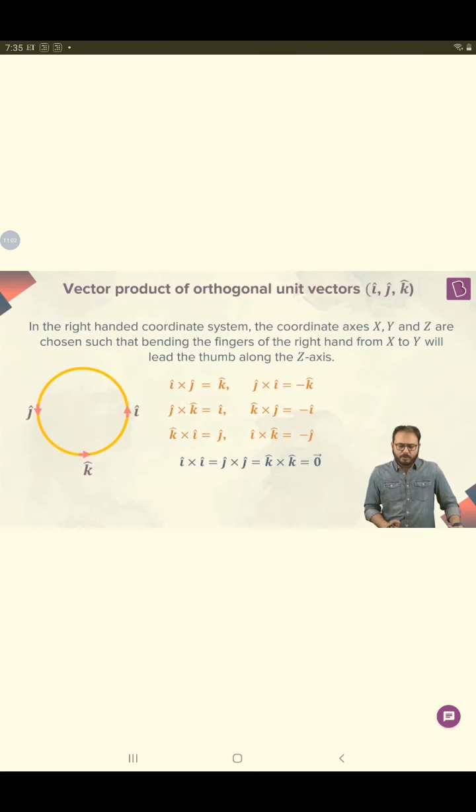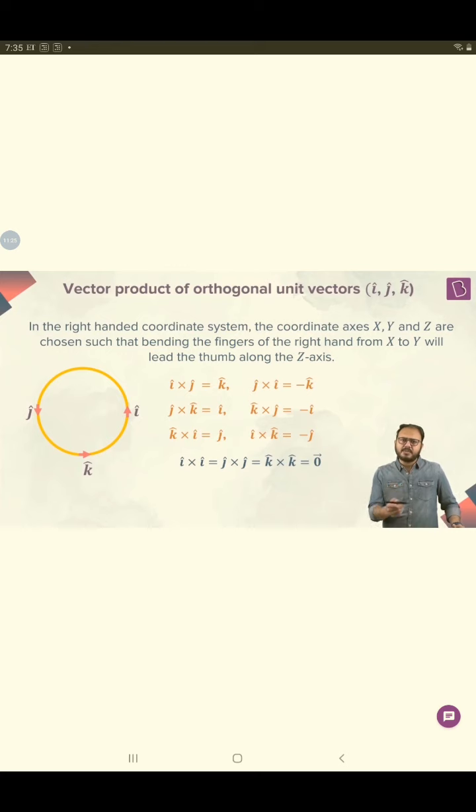Vector product of orthogonal unit vectors. Extremely important. Arch your back. When I taught you dot product, I said, what is i dot i? Mod i cos 0, which is 1. What is i dot j? Mod j cos 90, which is 0. Any unit vector dotted with itself gives you 1. Any unit vector dotted with another perpendicular unit vector is 0 because cos 90 is 0.